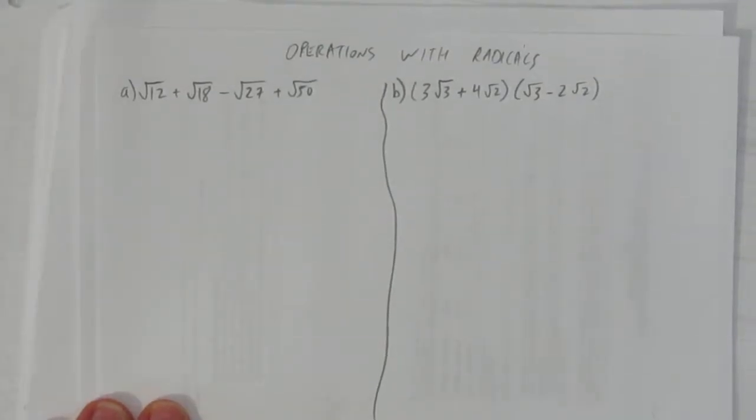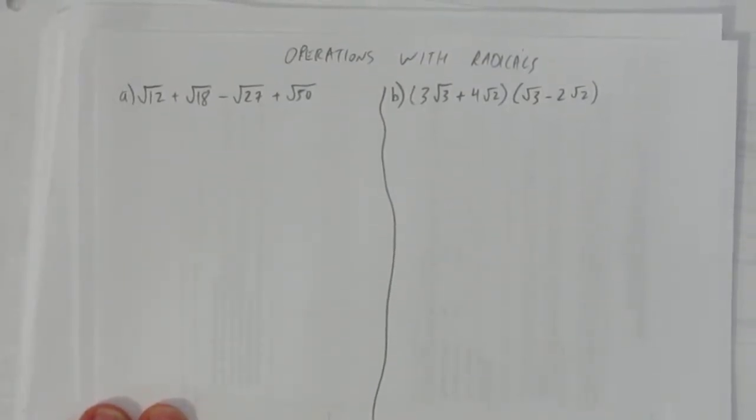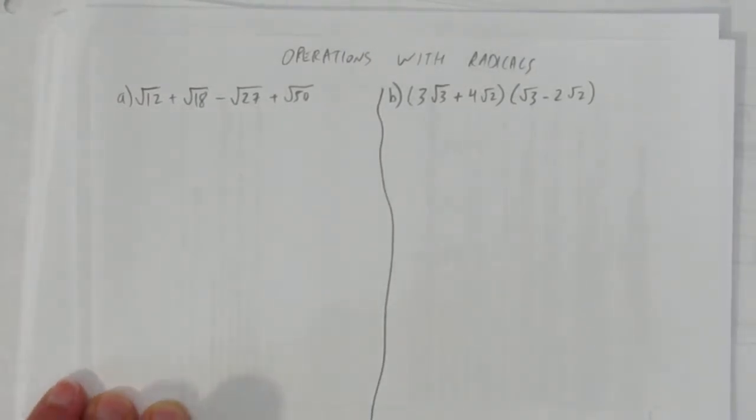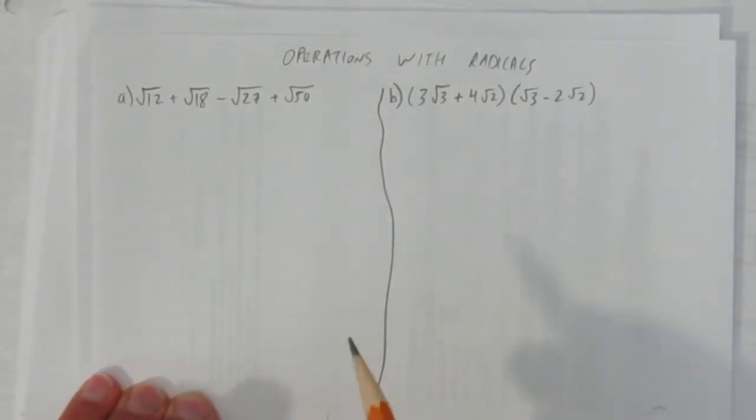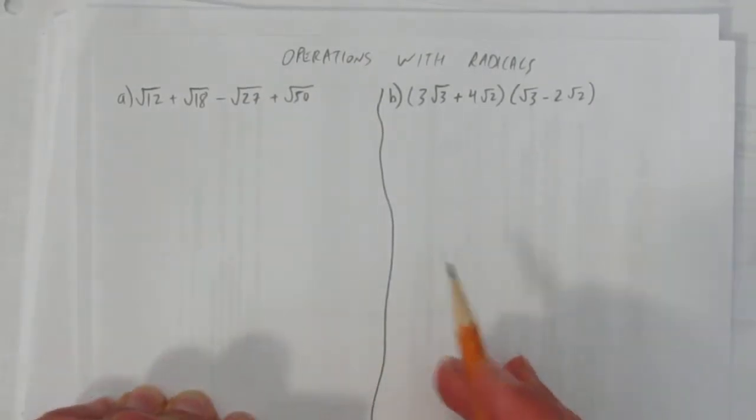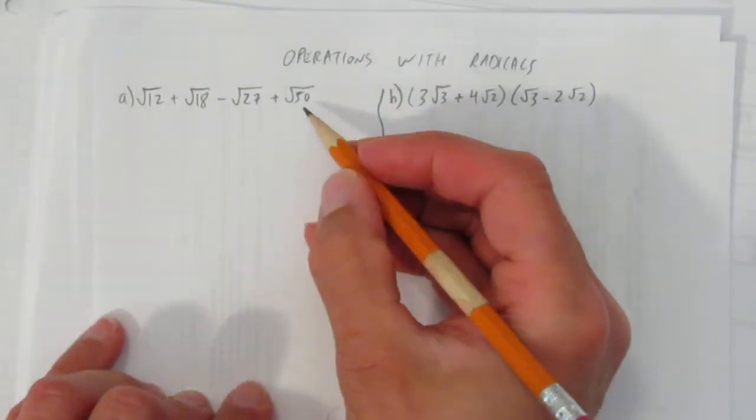In this video, we'll look at doing operations with radicals. So there are two questions. Let's start with the one on the left. Question A says the square root of 12 plus the square root of 18 minus the square root of 27 plus the square root of 50.